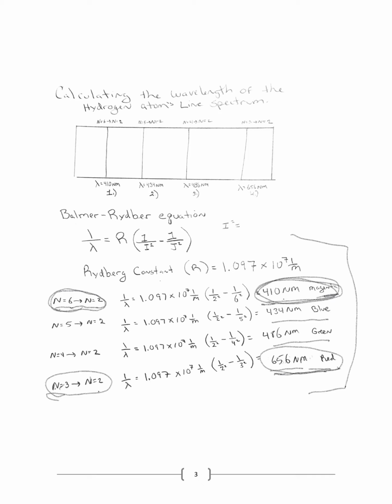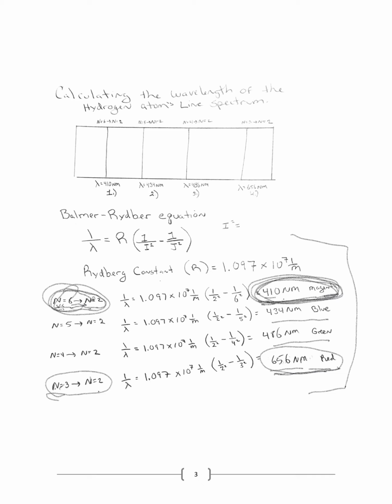Okay, let's go back up here. So this one here, the N6 to N2, what that's saying is that an excited electron has moved all the way up from the N2 to the N6. When it falls back from the N6 to its ground state, which is the N2, it's going to release light at a wavelength of 410 nanometers, which is magenta. That is a higher frequency.